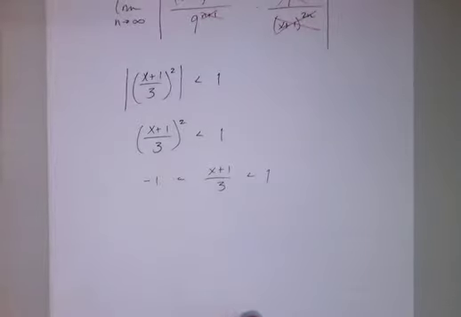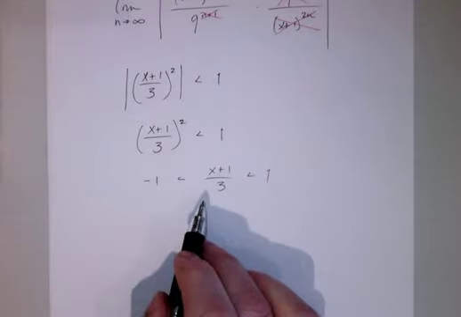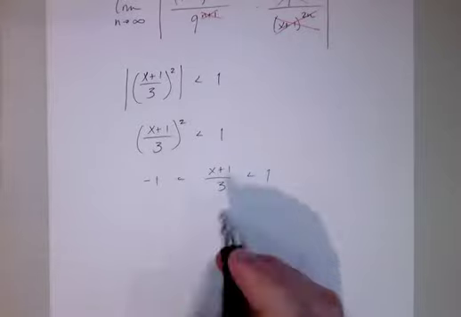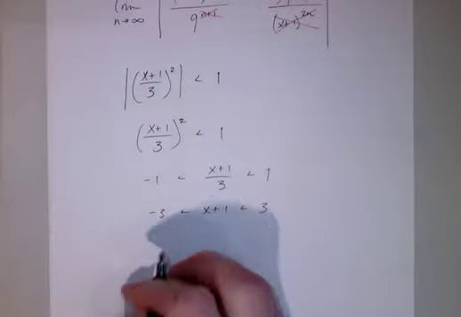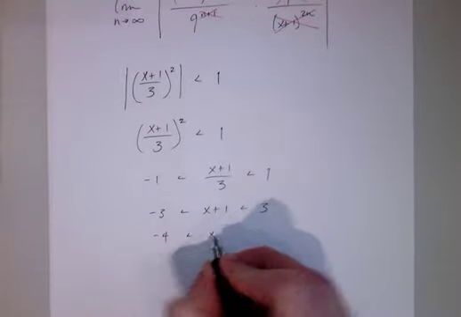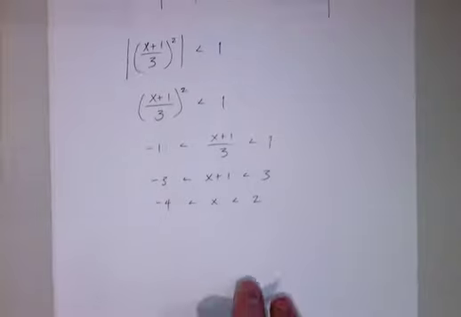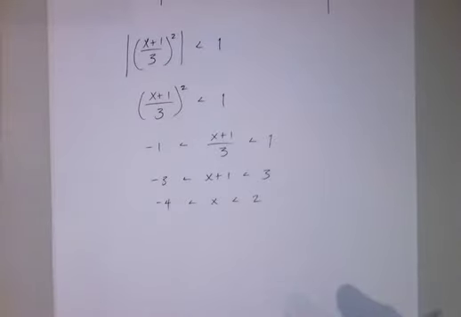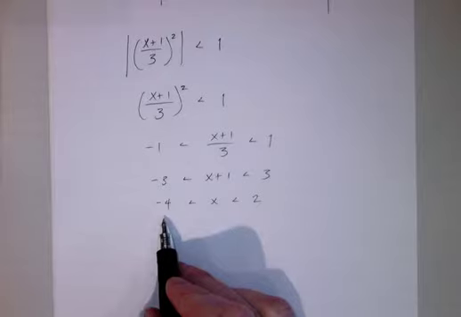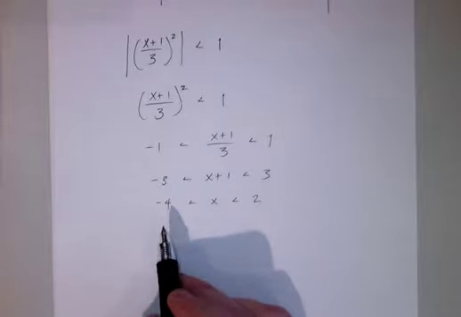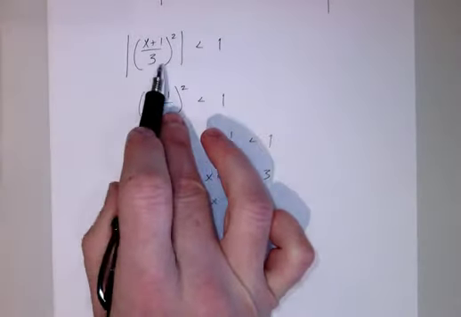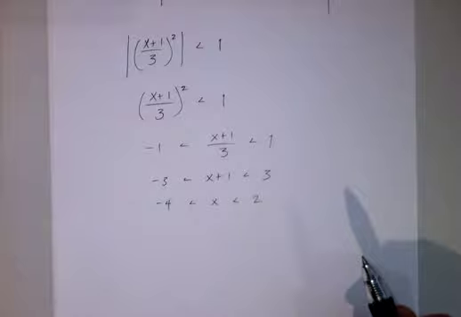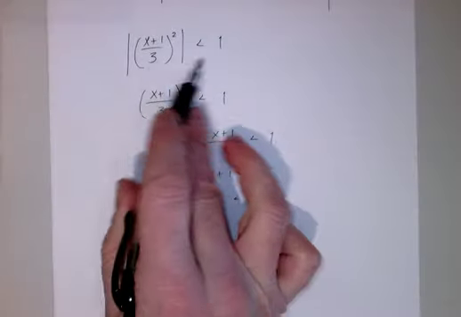That winds up, when you take the square root, right? Well, let's just go ahead and keep going. So we have negative 3 less than x plus 1 less than 3. And therefore we have negative 4 less than x less than 2. Now, we know that x can't be negative 4 in order for it to be less than 1. Okay?